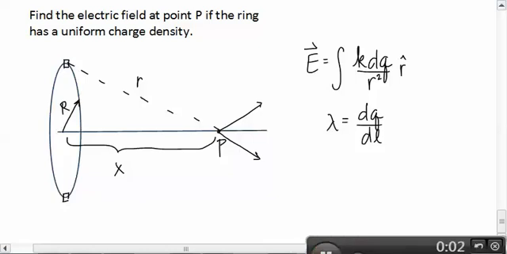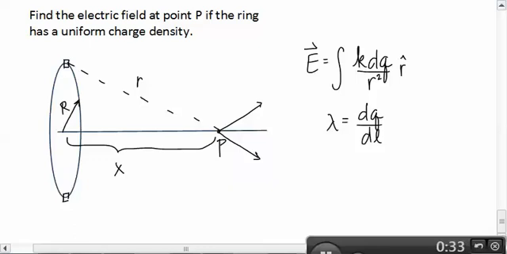Okay, so there is a ring of charge. The radius of the ring is capital R. The distance from the center of the ring to point P is called X. We have a uniform charge distribution, so lambda would be dq over dl, where L is the length of our circle, or the circumference of the ring.